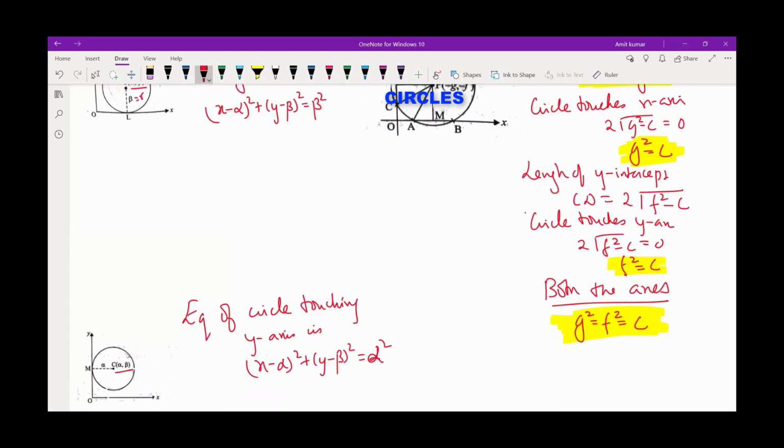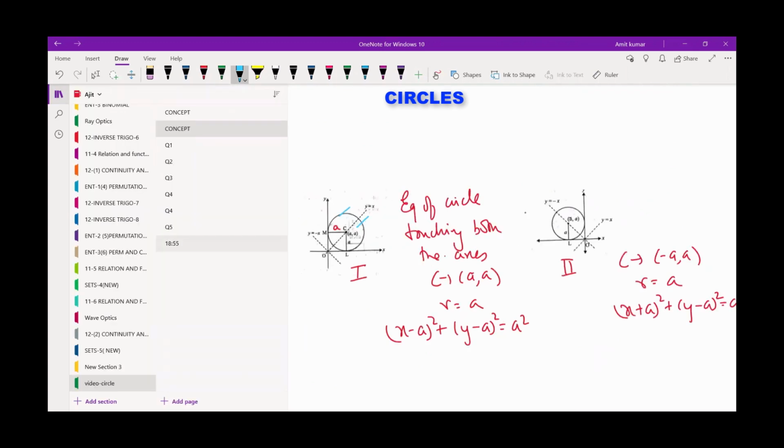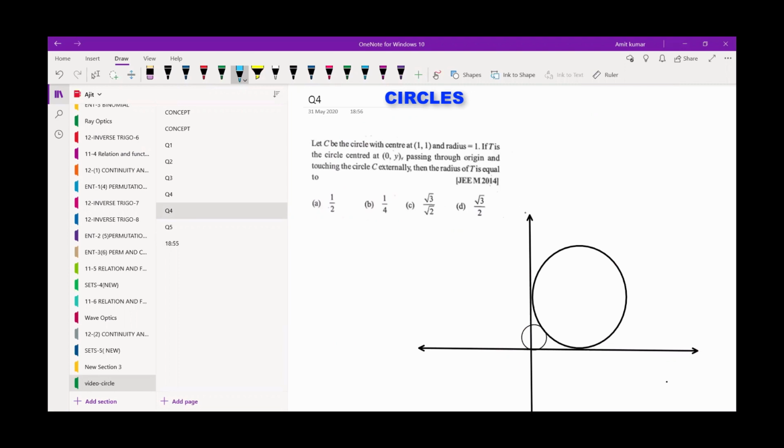When a circle touches both the axes, my center is (a, a) and my radius is also a, when the center is in the first quadrant. So from here, the diagram is that the center of this circle is (1, 1). Radius is again 1. And this bigger circle is C. So this is the radius and this is 1.